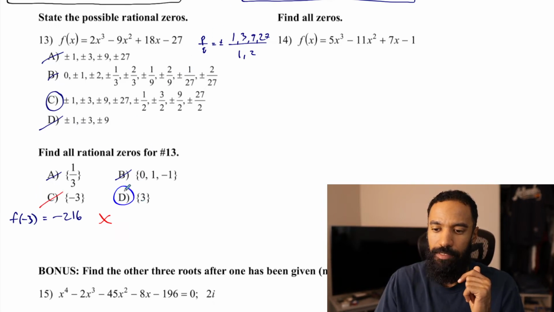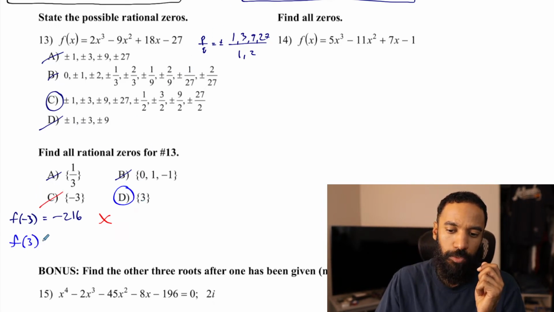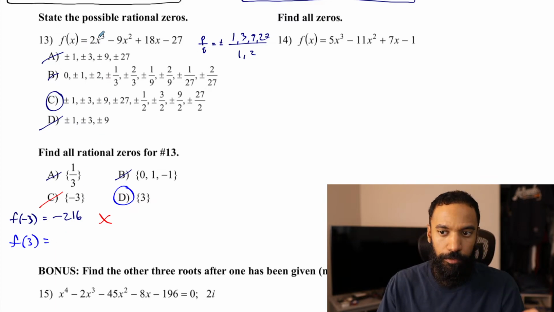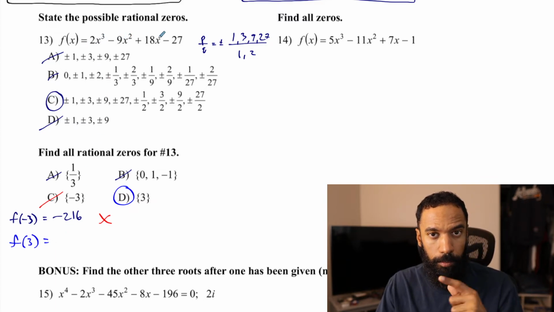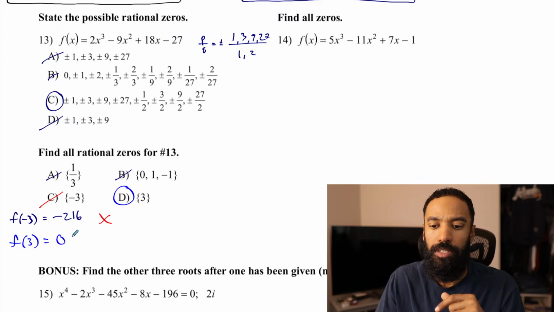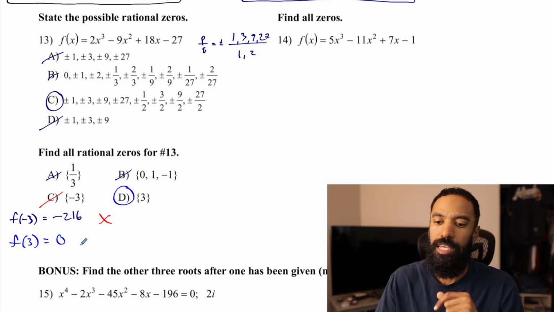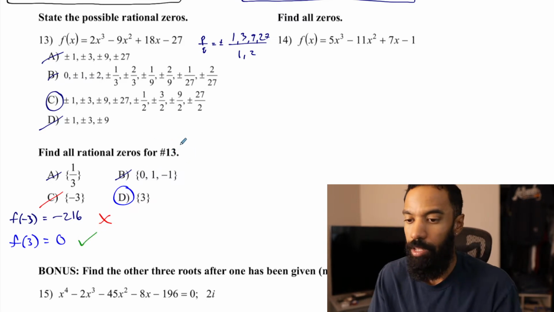Let's check and see if that'll work out the way we want it to. F of 3. So 54 minus 81 plus 54. So 108 minus 81 is 27. Minus 27 is 0. Yes. And that one does check out. Ding, ding. And it appears it's the only one.